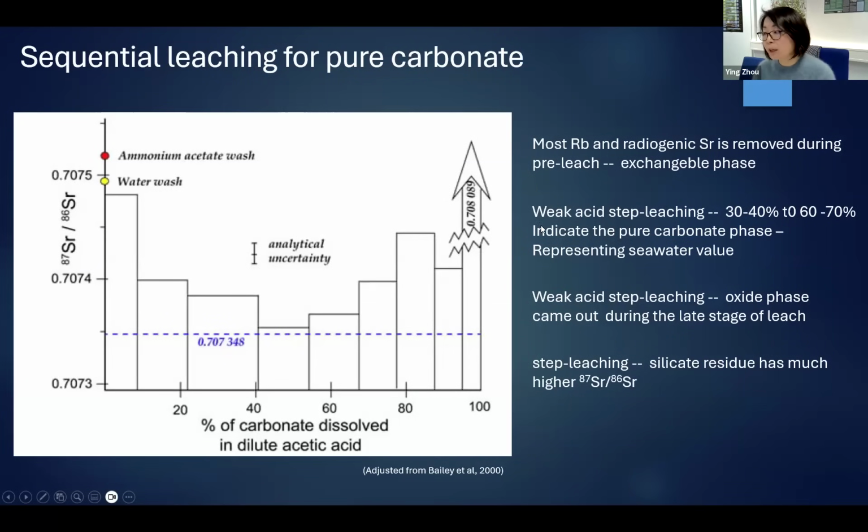And then they use weak acid. The step leach mostly is 5 to 6 steps to leach out all of the carbonate. And we can see from 30 to 40% to 60 to 70% that indicates they leach out the pure carbonate phase, which represents the seawater value. And the oxide phases will come out later in the leach, and then we can see the final residue strontium radiogenic isotope ratio indicates silicate.